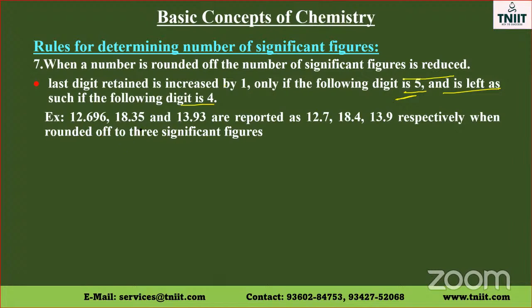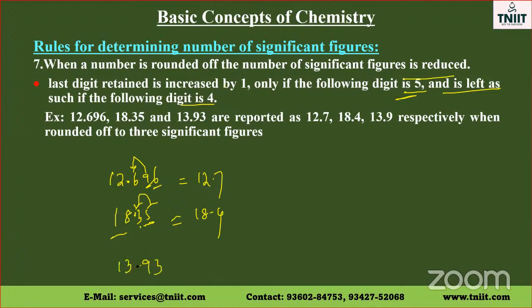Now 12.696, 18.35 and 13.93 are reported as follows. 12.696: you can see here, this is greater than 5, so we have to increase this. So it will be 12.7. Next, 18.35. Now here it's 5 and the preceding digit is odd, so we have to add 1. So it will be 18.4. Now next, 13.93. This is to be dropped and this is less than 5. Therefore we write the answer as 13.9 itself.